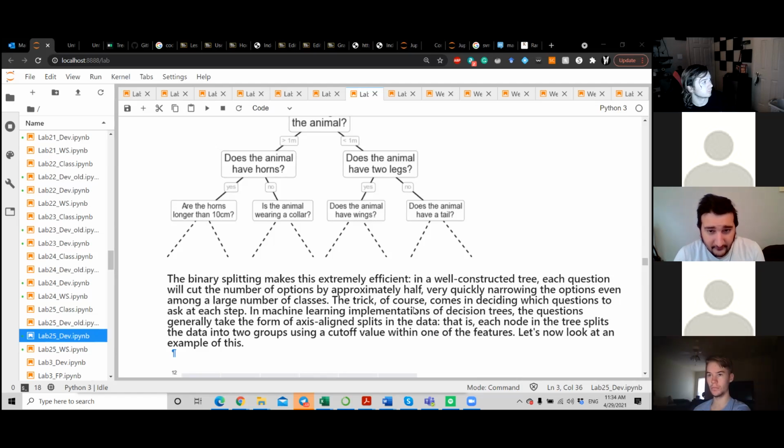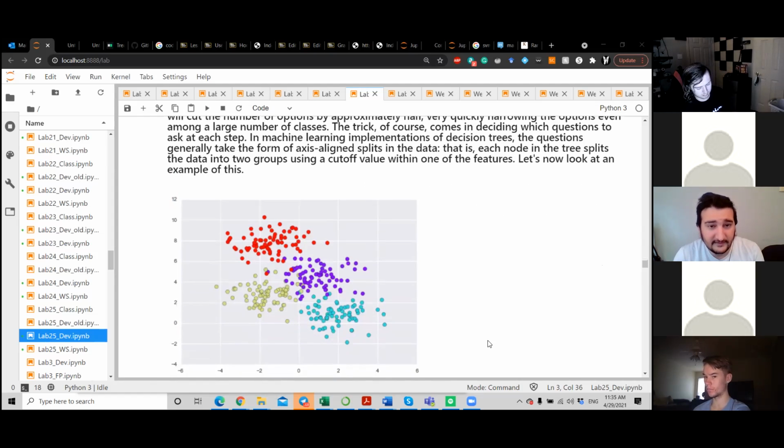The trick, of course, comes in deciding which questions to ask at each step. In machine learning implementations of decision trees, the questions generally take the form of axis-aligned splits in the data. That is, each node in the tree splits the data into 2 groups using a cutoff value within one of the features.